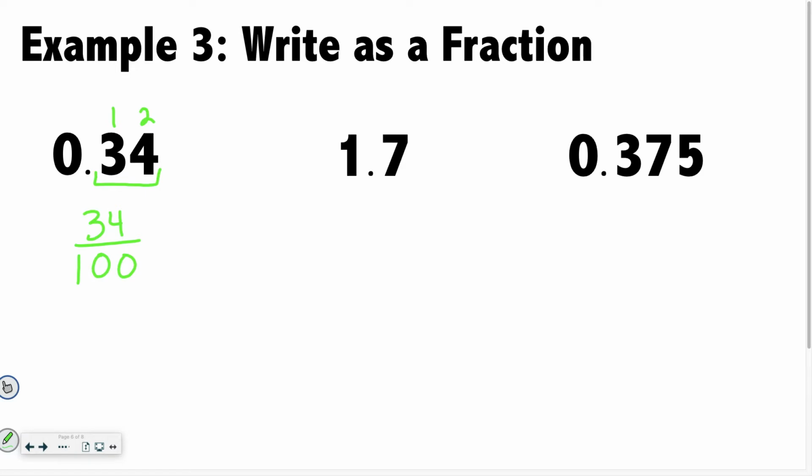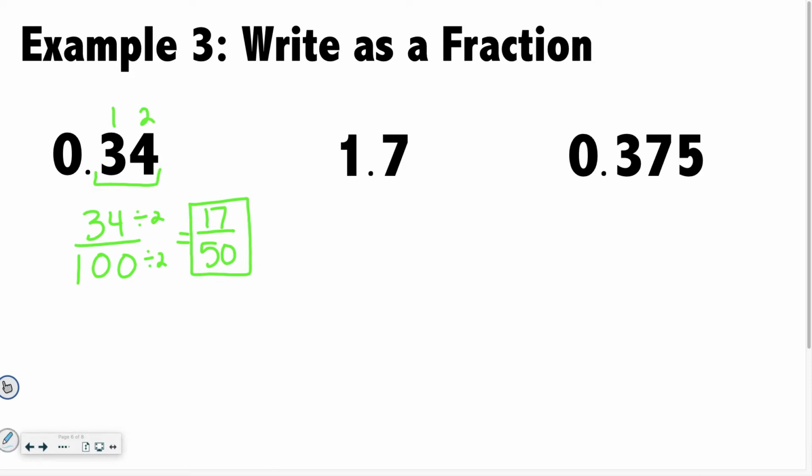I see I have 34 over 100. I know both of those are even, so I'm just going to start by dividing by 2 on the top and the bottom. So then 34 divided by 2 is 17. 100 divided by 2 is 50. So I have 17 over 50 as my fraction. And then I'm done. That's all I have to do for that problem.